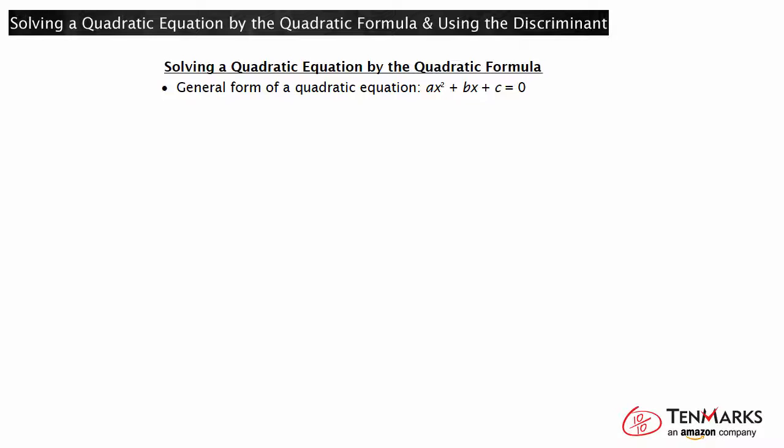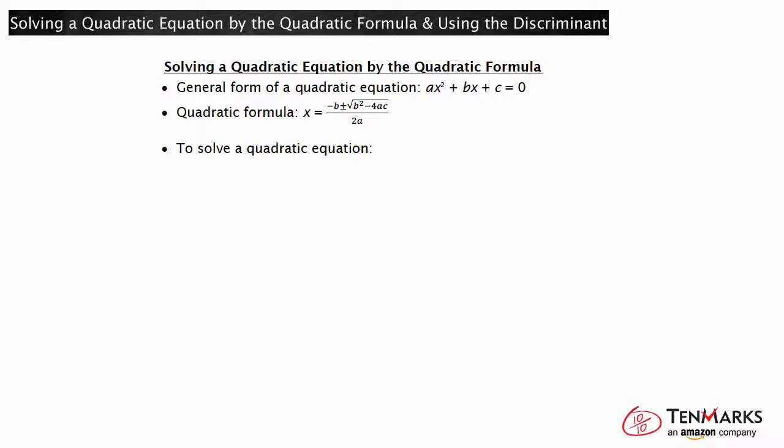Recall that the general form of a quadratic equation is ax squared plus bx plus c equals 0. The solutions to a quadratic equation can be found by the quadratic formula. x equals negative b plus or minus the square root of b squared minus 4ac all over 2a.